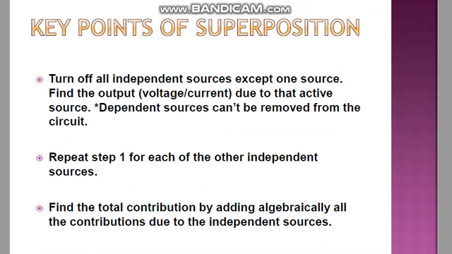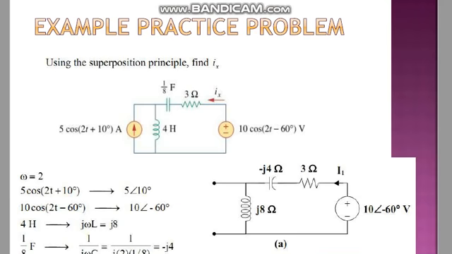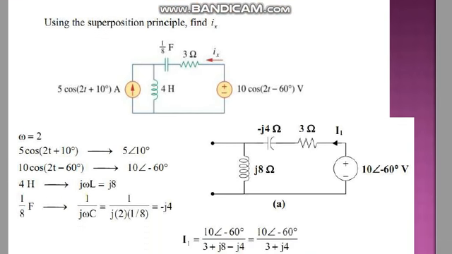these sources. You can see here there is an example practice problem, and listen very carefully. When you use the superposition principle, superposition means when one or two currents or voltages overlap in a certain network. There is a capacitor, there is a resistor, there is an inductor.